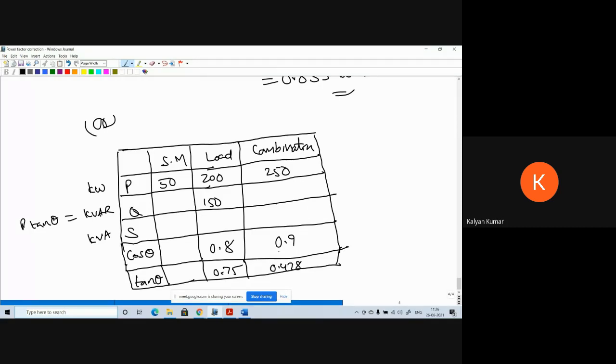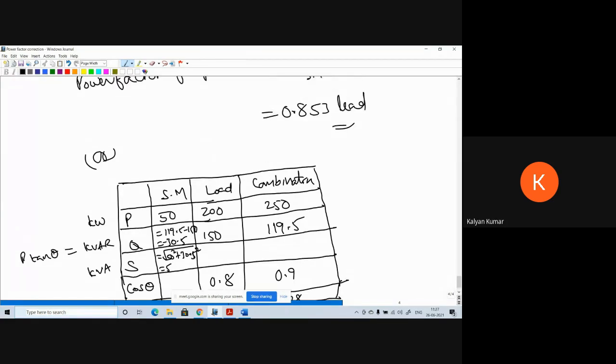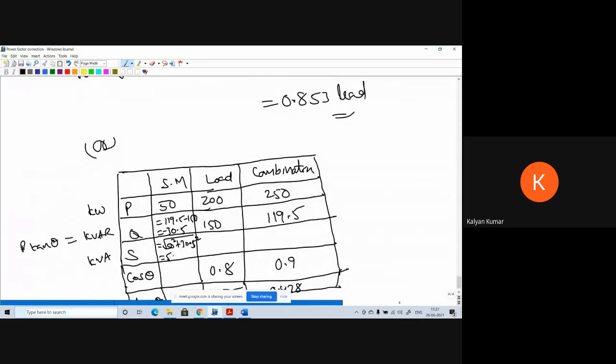So 250 into 0.478, we are going to get 119.5. So here 119.5 minus 150, we are going to get minus 30.5. So it is leading. So P is known and Q is known, so square root of 50 square plus 30.5 square gives 58.56. So here it is 50 divided by 58.568, that equals 0.853.